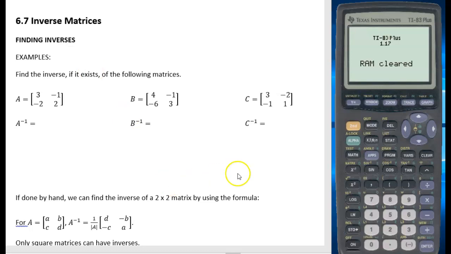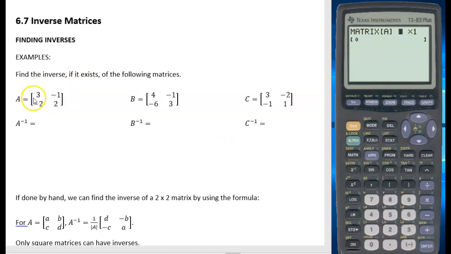So, fortunately, we have our calculator right here, and it is going to help us with this. If I go to second matrix, which is right above the x to the negative 1 button, and go over to the edit menu, I can edit what A, B, and C are. So under A, I'm going to push enter, and it's asking me the dimensions of matrix A.